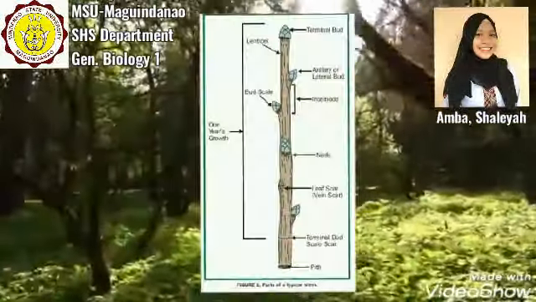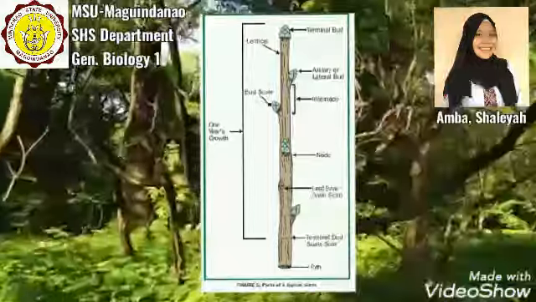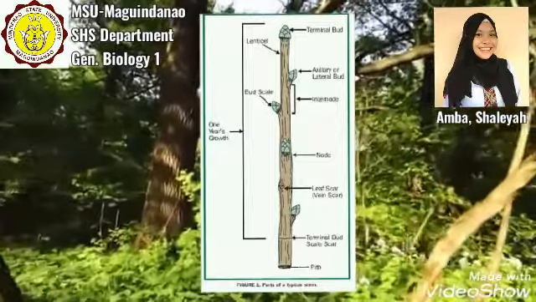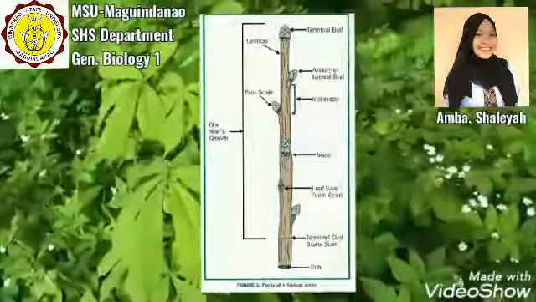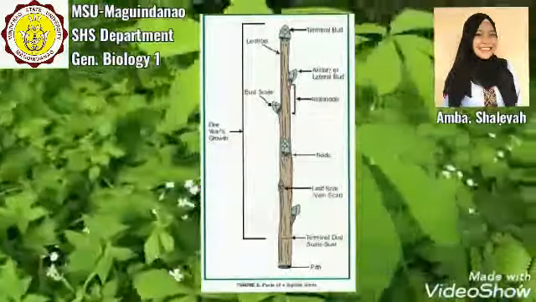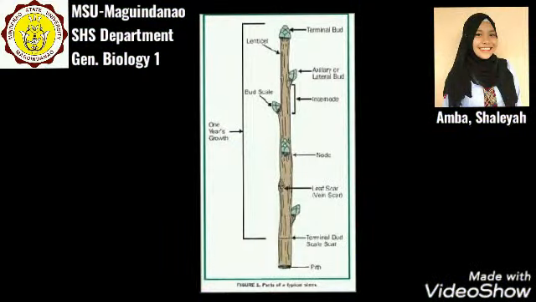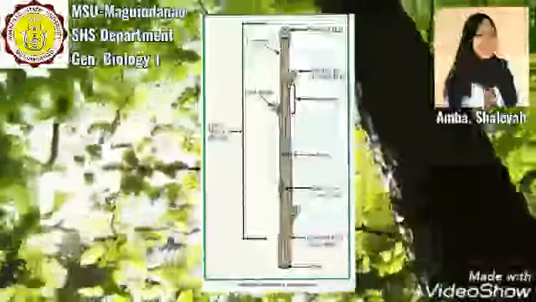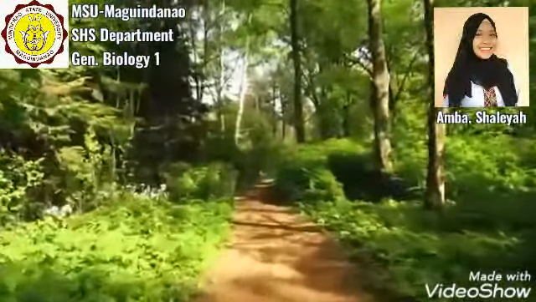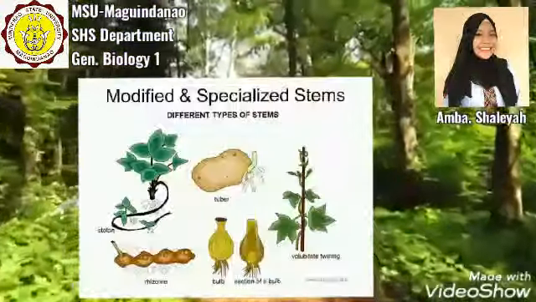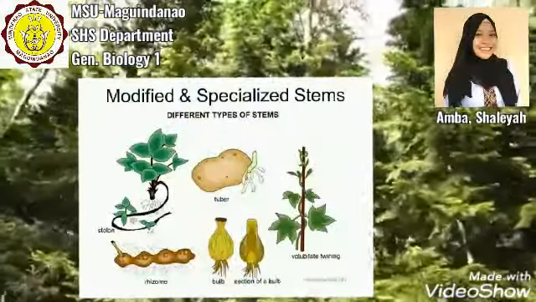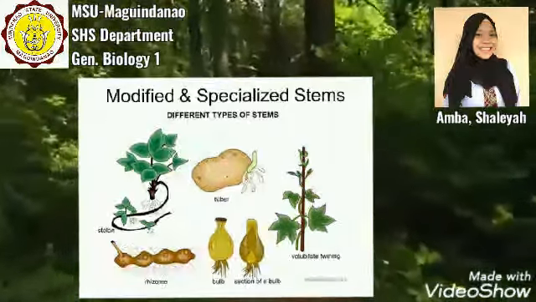The next is the parts of the stem. We see the terminal bud, the lenticel, the axillary or lateral bud. We have the bud scale, the internode, the node, the leaf scar, the terminal bud scale scar, and the pith. So here are some different types of stem. We have the stolon, the tuber, the rhizome, and the voluble twining.